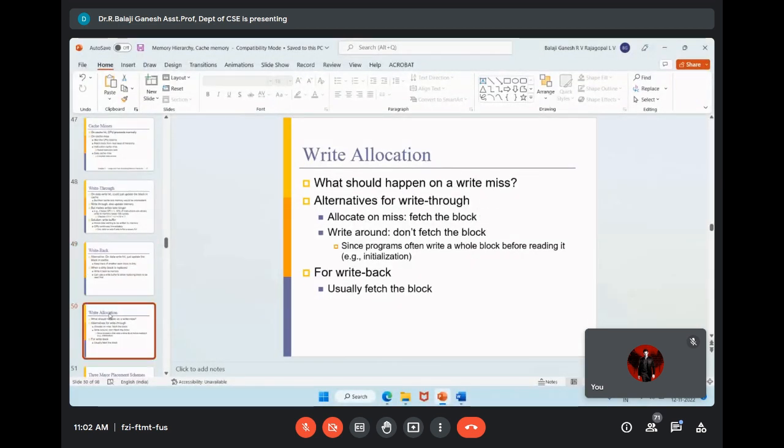Write allocation. What should happen on a write miss? This is the third alternative besides write through and write back. When a write miss happens, we allocate that particular cache block on the miss. And write around is another technique where we don't need to fetch the blocks.